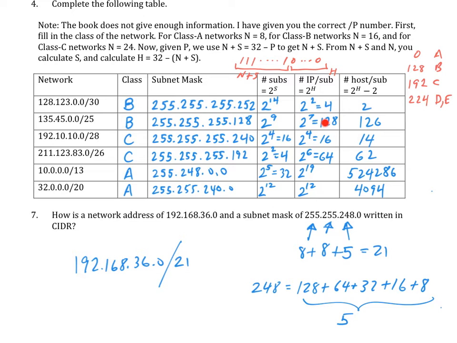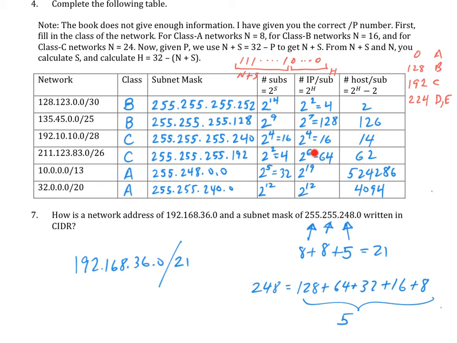2 to the 7th is 128. 128 minus 2 is 126. I didn't write out what 2 to the 9th was for space reasons here. For the third one, class C, N is 24, N plus S is 28, therefore S is 4. And H is also 4. For the next one down, it's a class C, so N is 24, N plus S is 26, therefore S is 2, and H is 6.